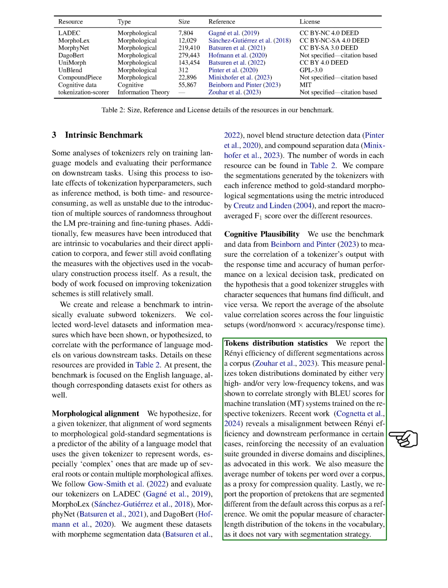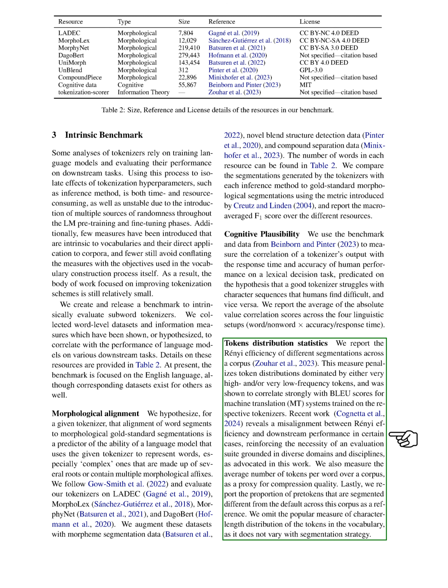For token distribution statistics, we report the Rényi efficiency of different segmentations across a corpus. This measure penalizes token distributions that are dominated by either very high or very low frequency tokens. It has been shown to strongly correlate with BLEU scores for machine translation systems trained with the respective tokenizers. However, recent work has highlighted some misalignments between Rényi efficiency and downstream performance, underscoring the need for an evaluation suite that covers a wide range of domains and disciplines.